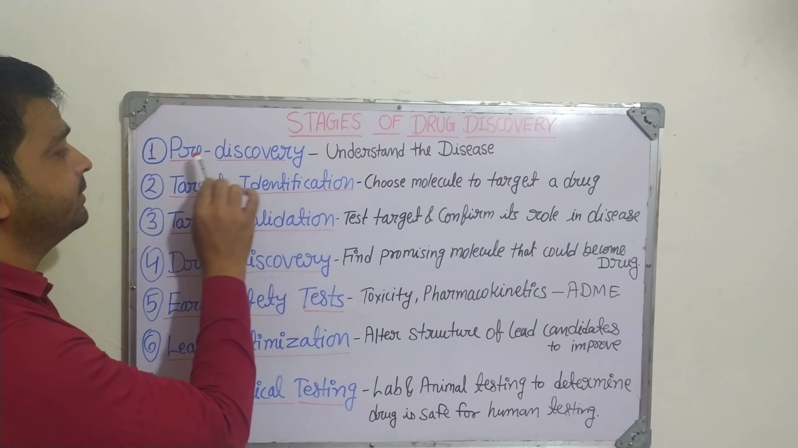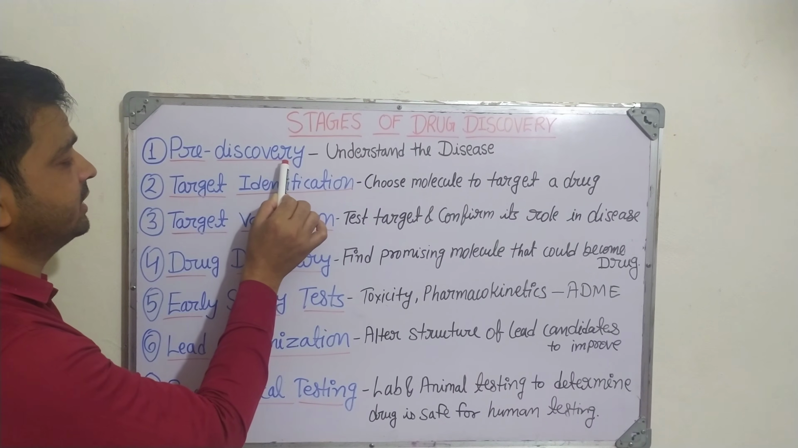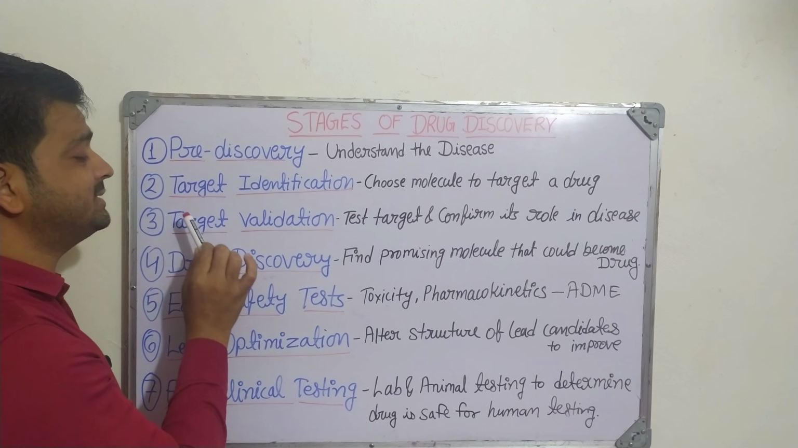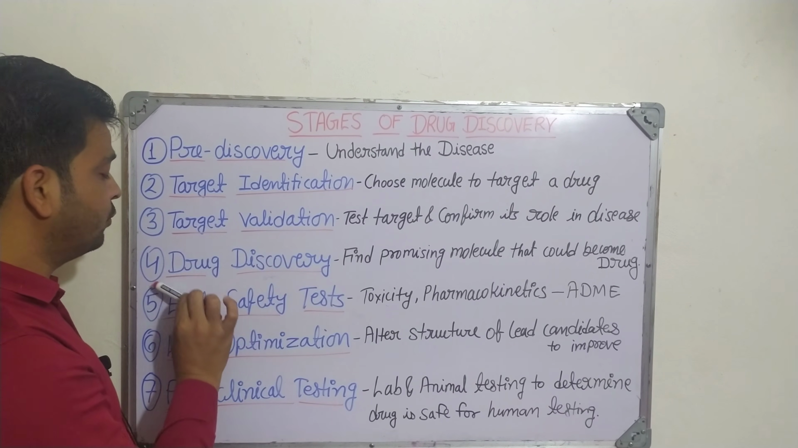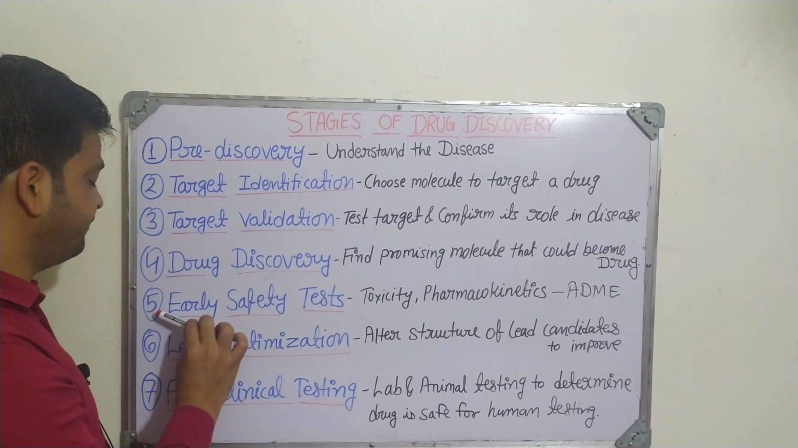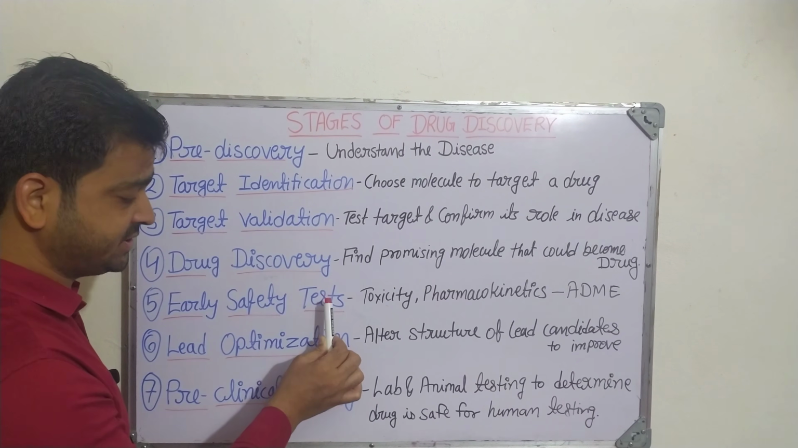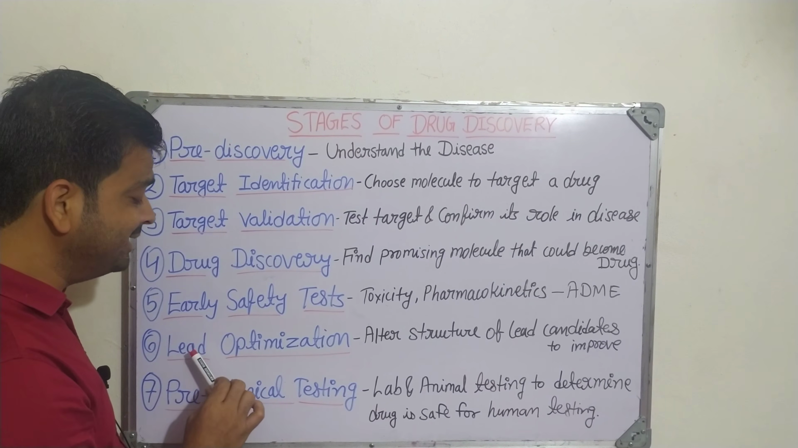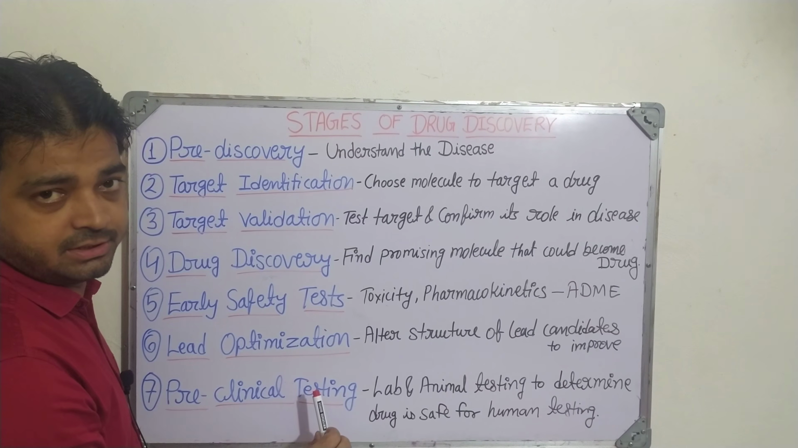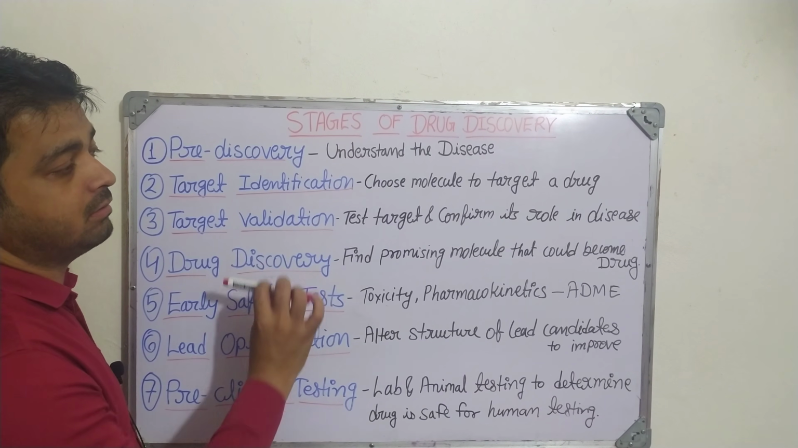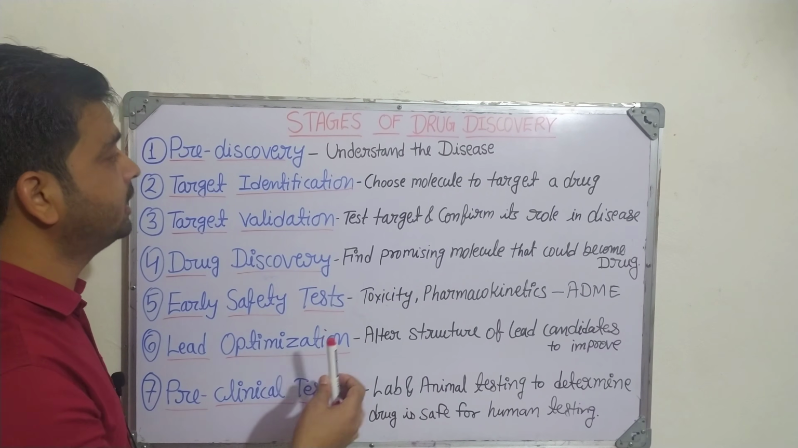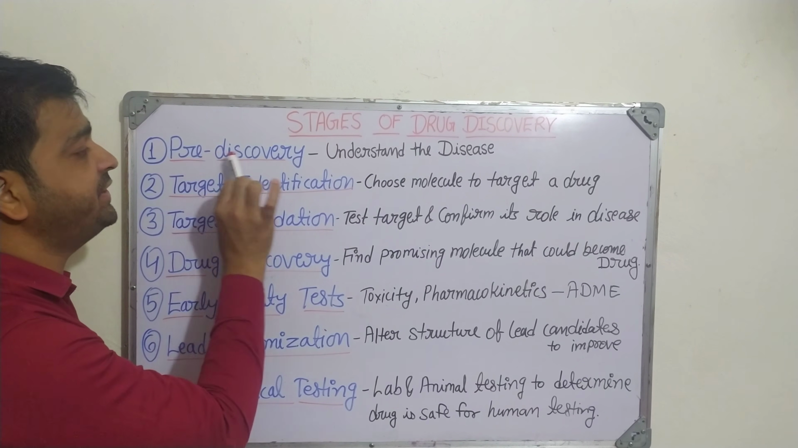to follow. The first one is pre-discovery. Second one is target identification. Third one is target validation. Fourth one is drug discovery. This is the actual one. Then fifth one, early safety test. Then sixth one, lead optimization. Then seventh one, preclinical testing. So these are the steps that a particular drug has to pass, then only it can go further for development. So let us discuss the first one, pre-discovery.